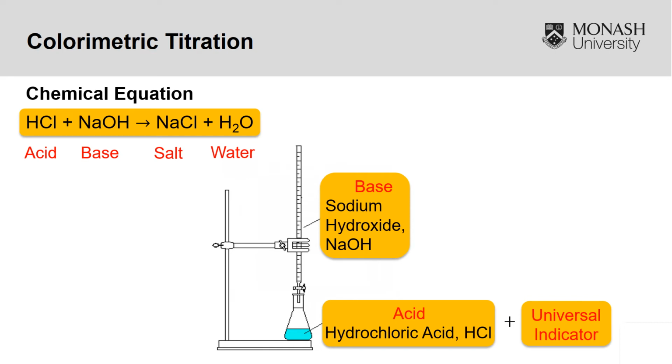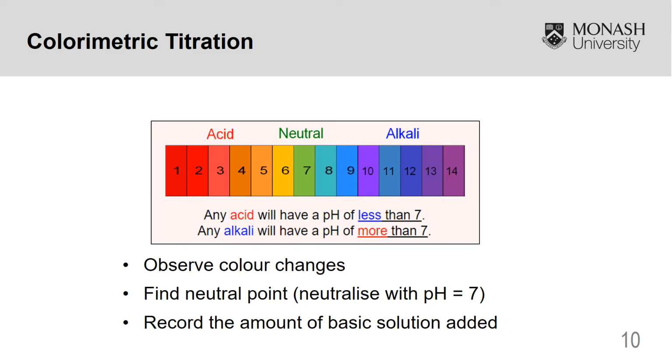universal indicator. The function of a universal indicator is to determine the pH value of the mixture by observing its color. The universal indicator color chart is shown on the screen, which shows the color of the indicator at various pH from 1 to 14.